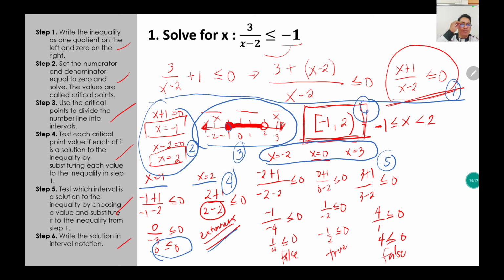So, I hope you get to see this one clearly. I-screenshot nyo na lang, tapos i-follow nyo yung mga procedure. Let's go na to our second example. We try to be more organized this time.